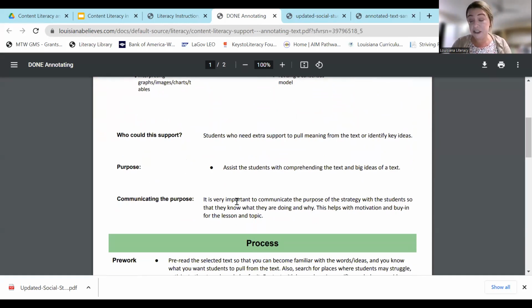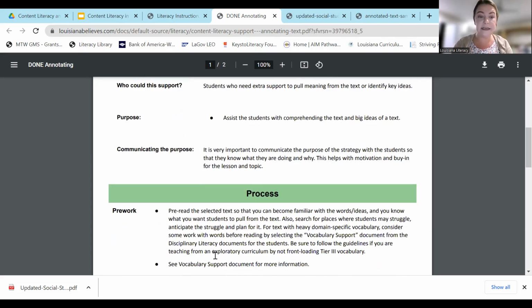Adolescent students, especially, if they don't know why they're doing something, they probably are not going to really wholeheartedly engage in it, and they're not going to retain it. So we really need to communicate the purpose of why we're doing that if we want them to hold on to that and kind of buy into that process.